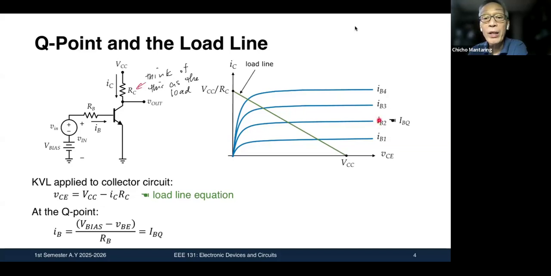What is your operating point now? Your operating point will be the intersection of this curve and of this line. That is going to be the operating point, no? The intersection of this line, your load line, and this particular curve corresponding to your quiescent base current. So this is your operating point.